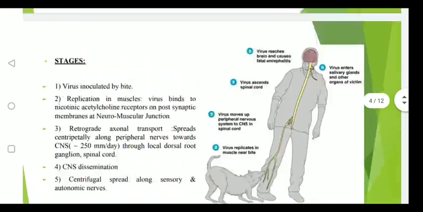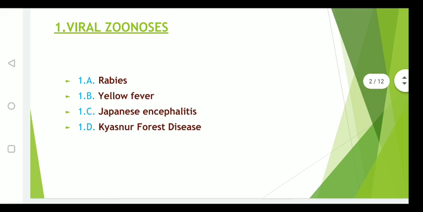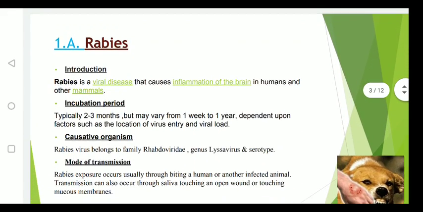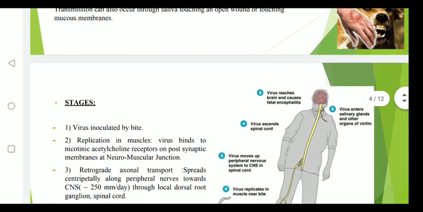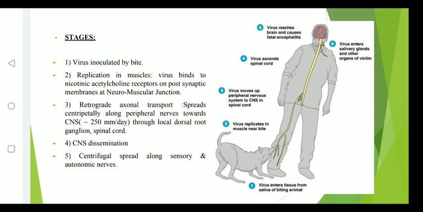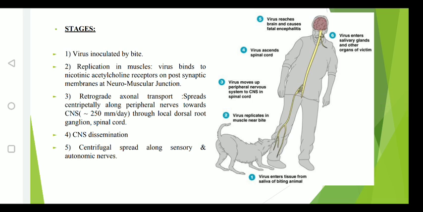So rabies is a viral disease, a viral zoonosis. It is caused by the bite of an infected animal. In this picture you can learn that the virus enters the body through the saliva once it bites. Then replication happens in the muscles near the bitten area. Through that it enters the body and reaches the central nervous system via the spinal cord.